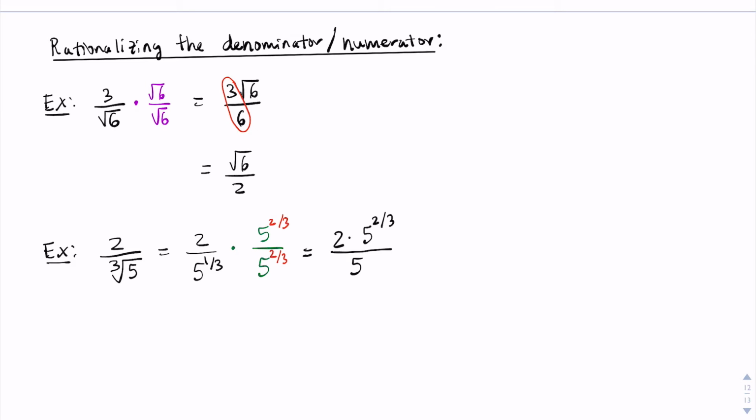A to the m times a to the n, you add the exponents, right? Oh yeah. So these will be 5 to the 1/3 plus 2/3, right? They add up to 1. 1/3 plus 2/3 will add up to 1. So can you explain again what you're doing? Like how did you get only 5?